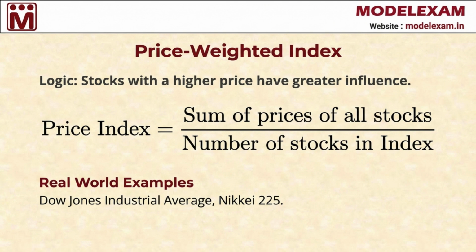Next, let's look at the price weighted index. Here, price is king. In this model, the size of the company doesn't matter as much as the price of a single share. Imagine a balance scale. A stock priced at 450 rupees will have a much heavier influence than a stock priced at 100 rupees, even if the 100 rupee company is actually much larger overall.